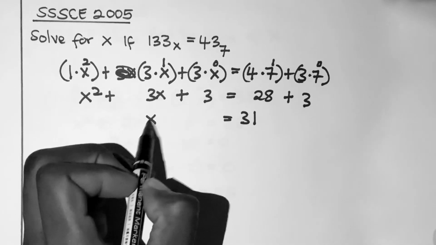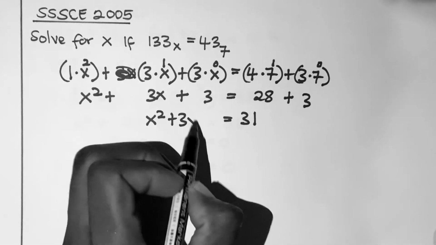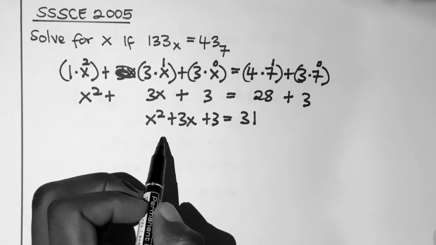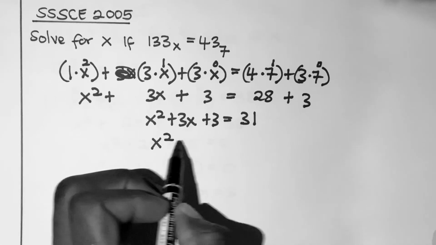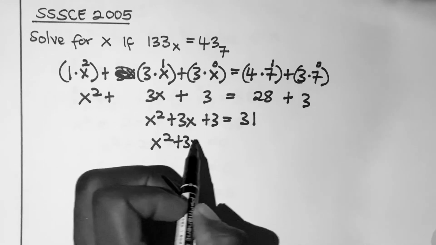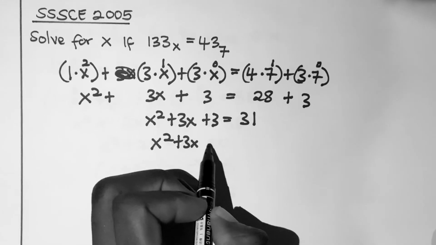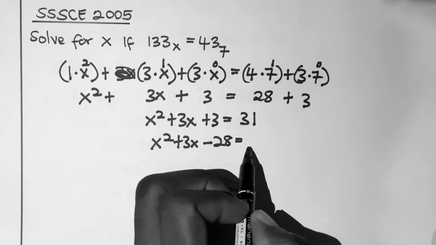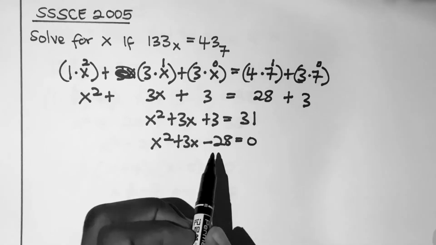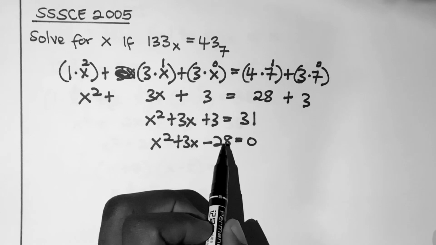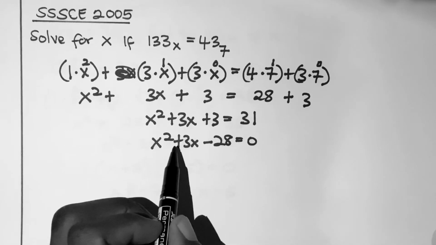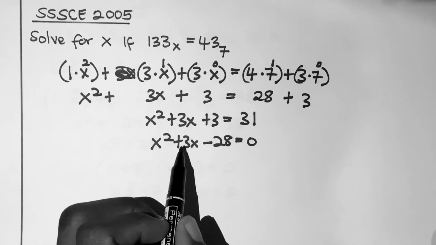Then here becomes x squared plus 3x and plus 3. So if you bring everything to the left hand side, this becomes x squared plus 3x, then 3 minus 31 is minus 28 equals 0. So now we look for two numbers that when you multiply, you get minus 28, but when you add, you get positive 3.